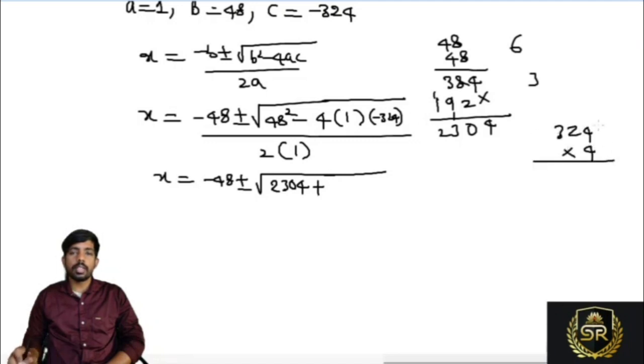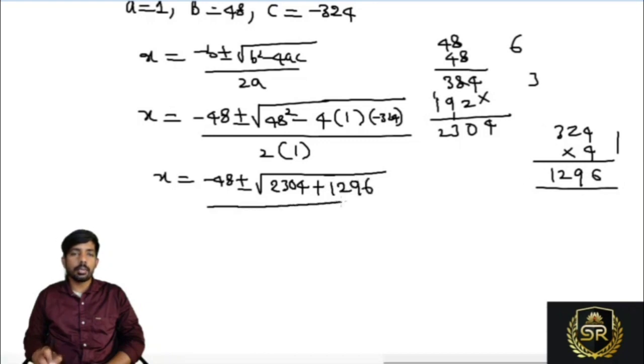4 into 324. 4 4s are 16, 4 2s are 8 plus 1 is 9, 4 3s are 12. So 1296, by 2a. 2 into a is 2a. So 2 into 1 is 2 only.